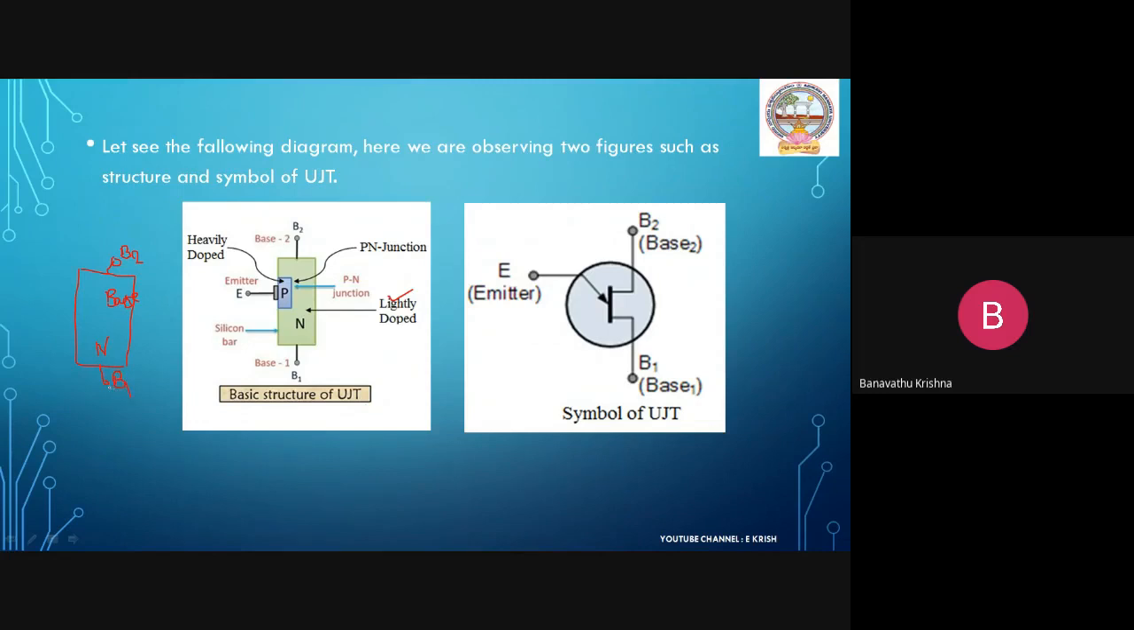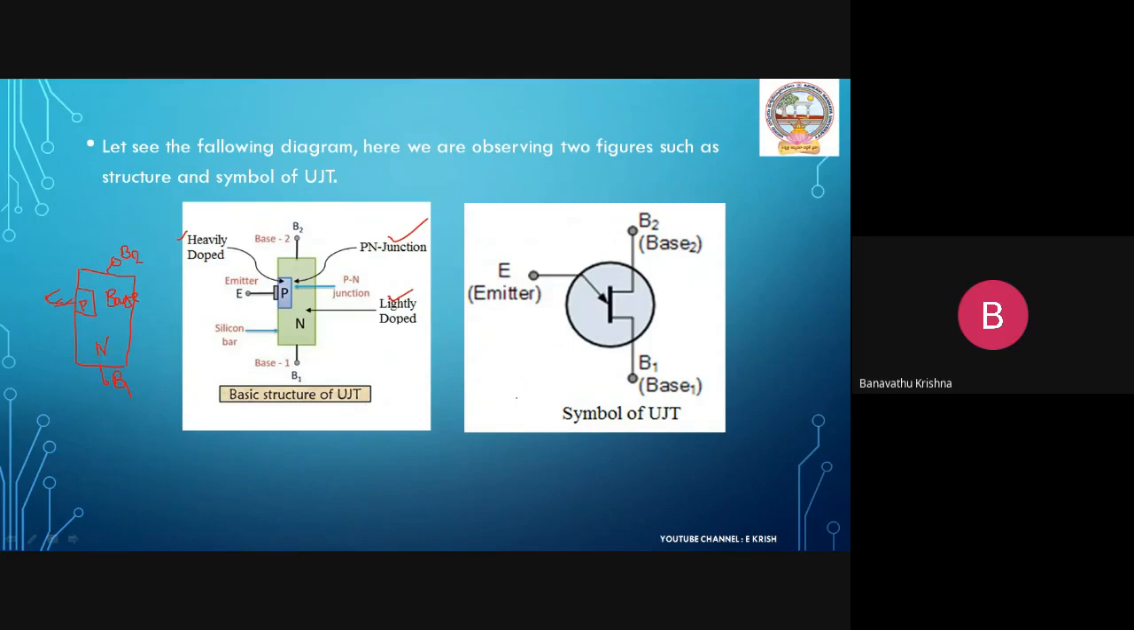Then I take another layer, that is a p-type layer, to form the third terminal, that is the emitter terminal. This p-type material is heavily doped, and between these two layers, p-type and n-type, a PN junction is formed. The n-type material is lightly doped and has a high resistivity property. The p-type material is highly doped, which means it has a low resistivity property. So this is the basic construction of our UJT.